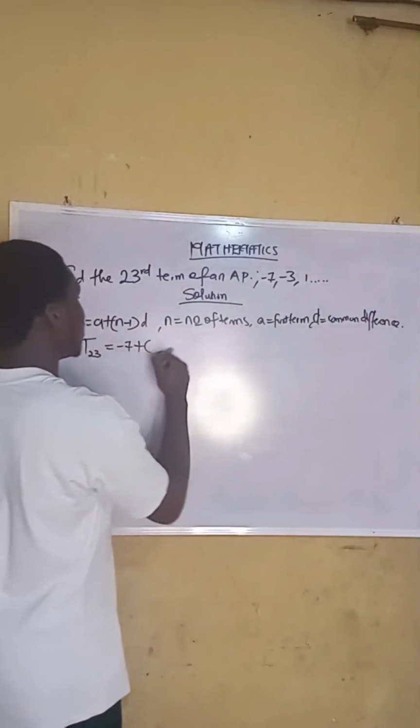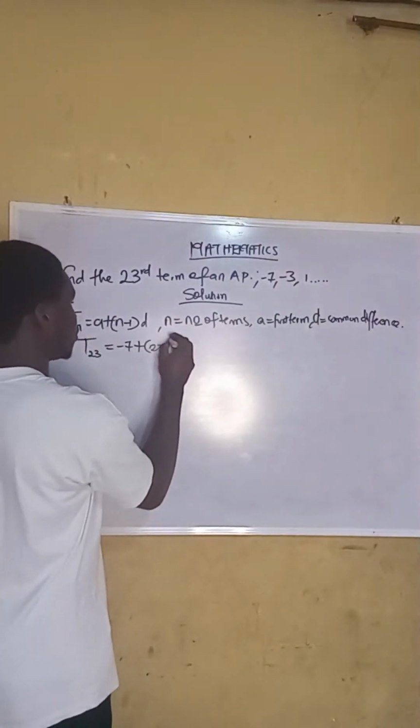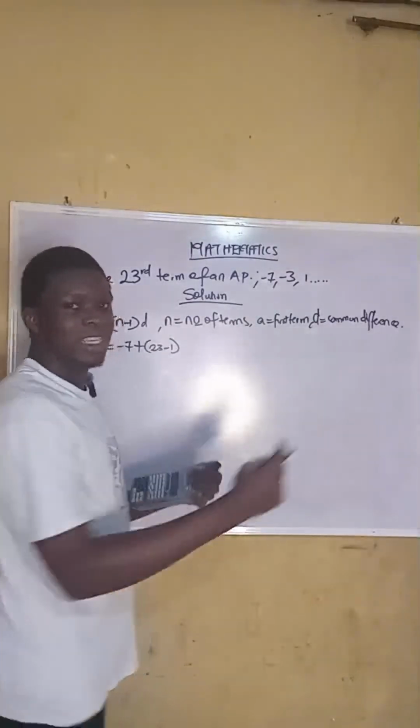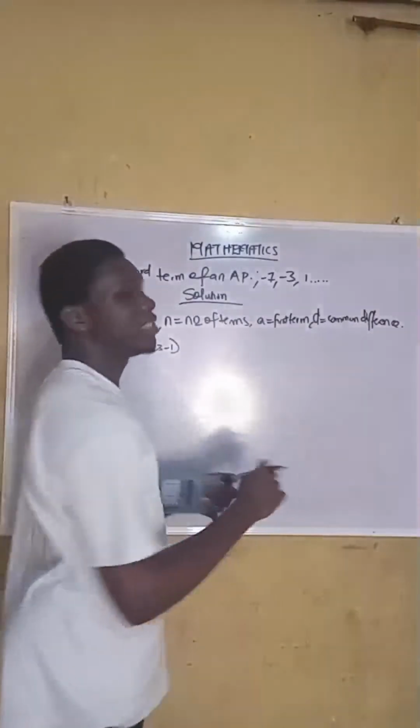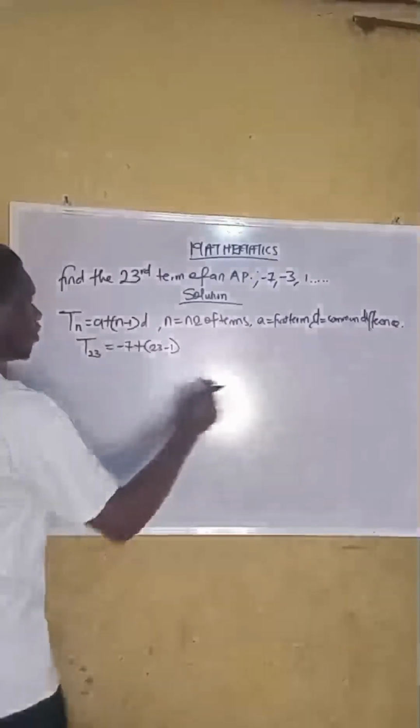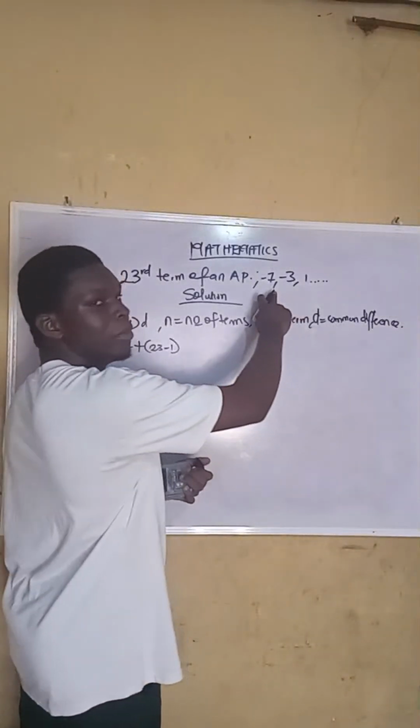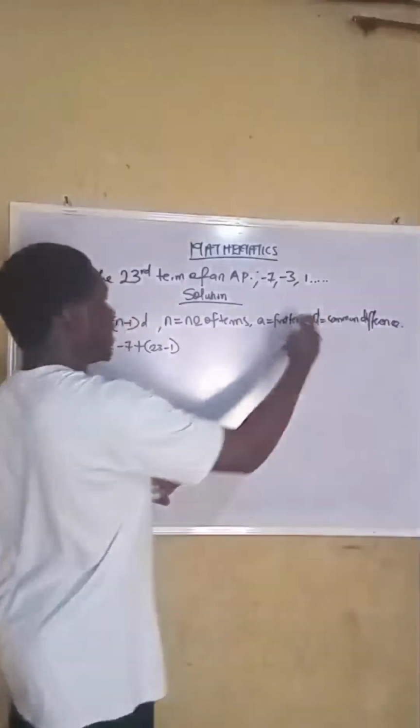We have n to be the number of terms. That's 23 minus 1. To calculate for d is by simple logic. You can calculate for the common difference with simple logic. For example, here we have the first term, and we have these other ones like that.